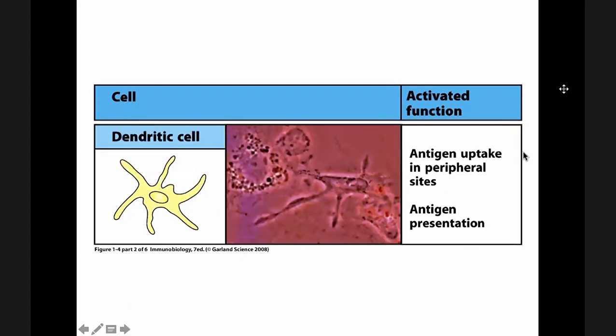As the name suggests, macro means big, and phages means cells which eat up stuff. Dendritic cells, their major role is in antigen presentation. They are called professional antigen presenting cells. Their role is even more critical than macrophages in antigen presentation. They can very efficiently take up antigens from peripheral sites because of the projections they have, and they can scan through a large area.